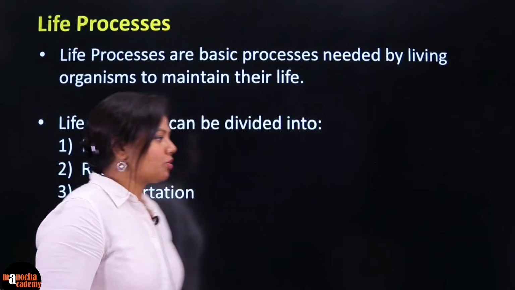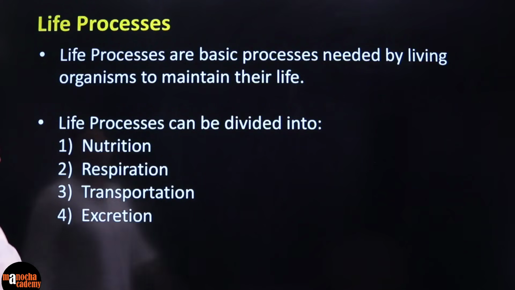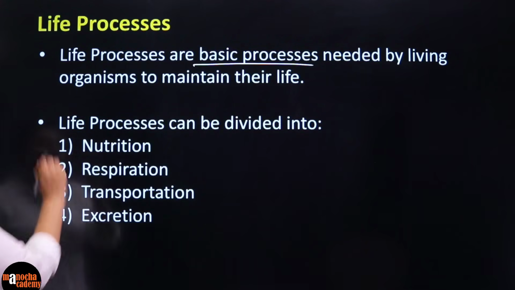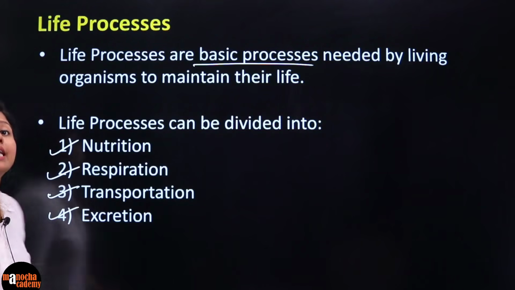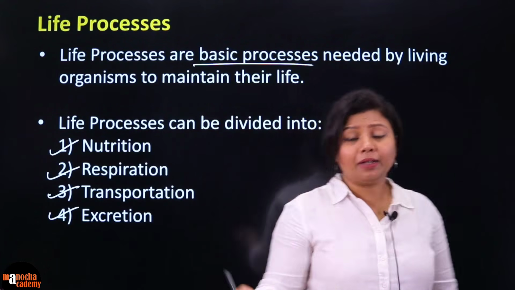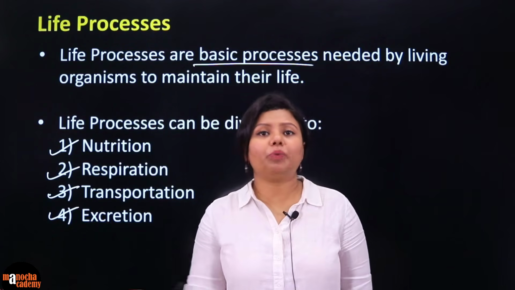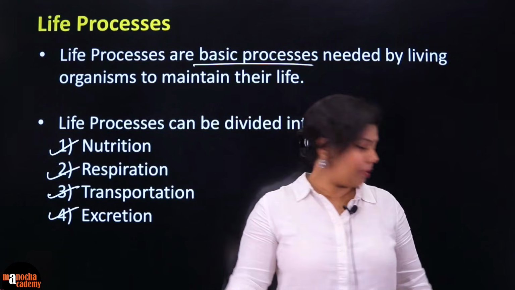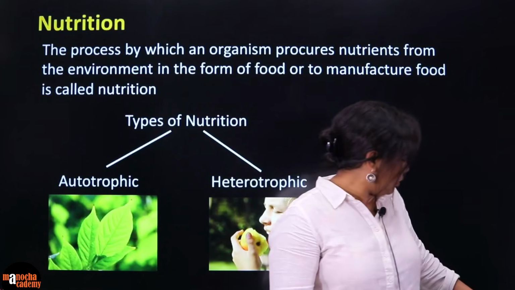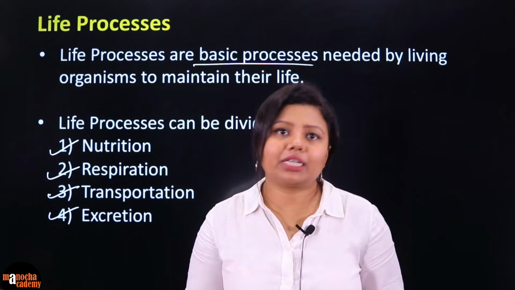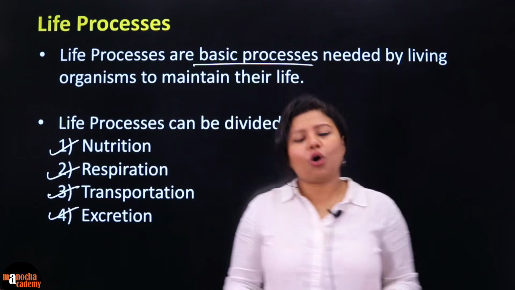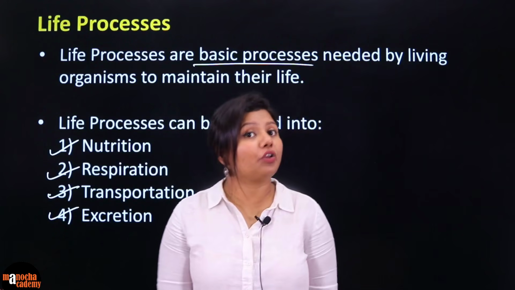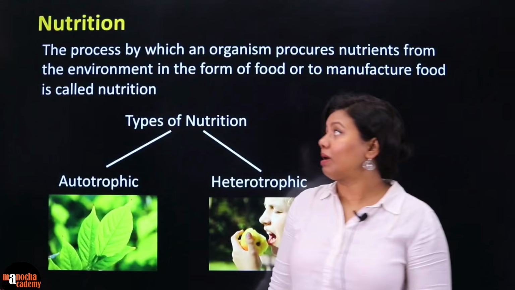So what are life processes? What do life processes represent? Life processes are basic processes needed by living organisms to maintain their life, and they are of 4 types: nutrition, respiration, transportation and excretion. These are the 4 processes without which a living organism will not be able to survive. That is why they are known as life processes. However, we do not consider reproduction as a life process, because without reproduction also organisms can easily survive. But without any of these 4 processes, organisms will not be able to survive. So let's see these processes one by one.